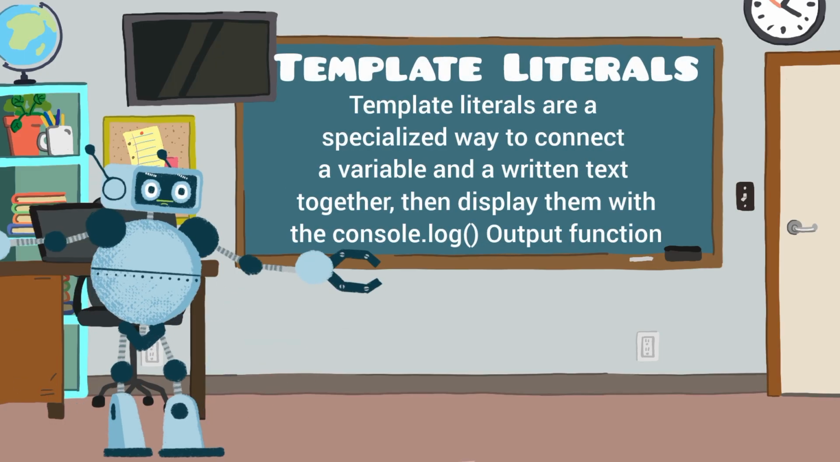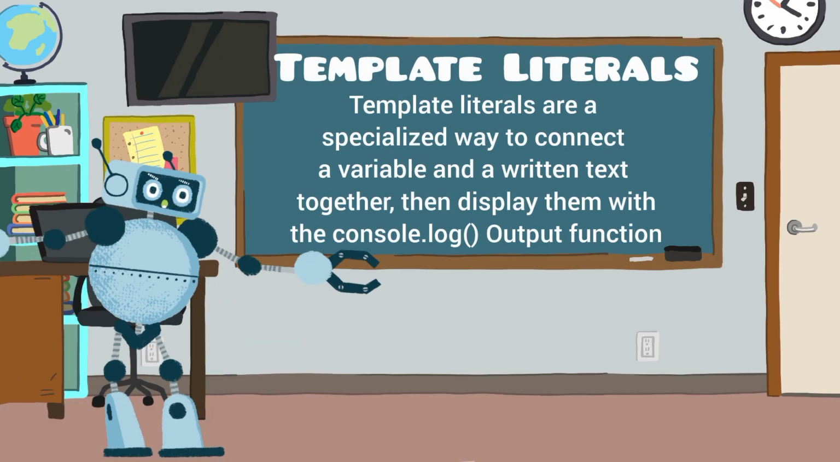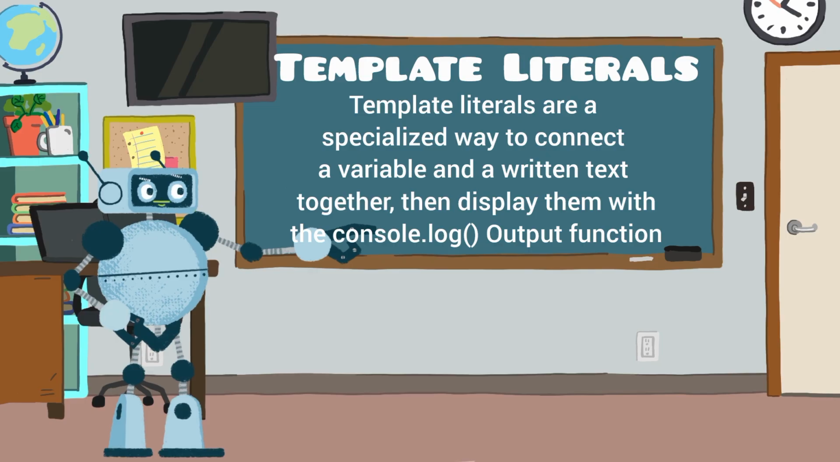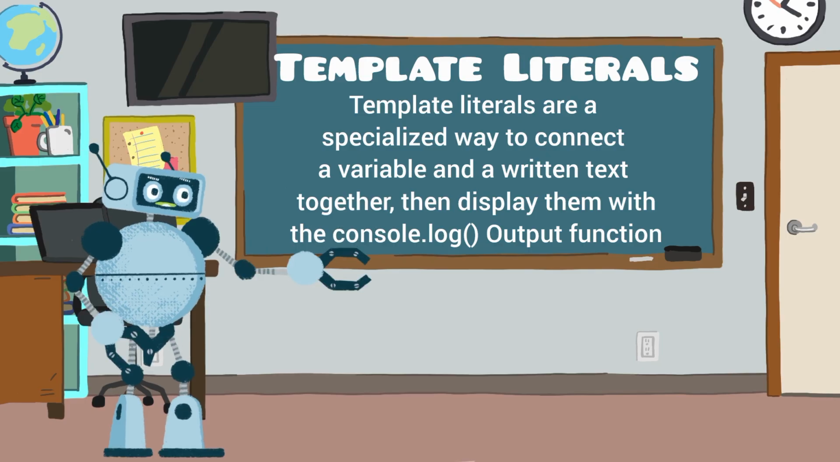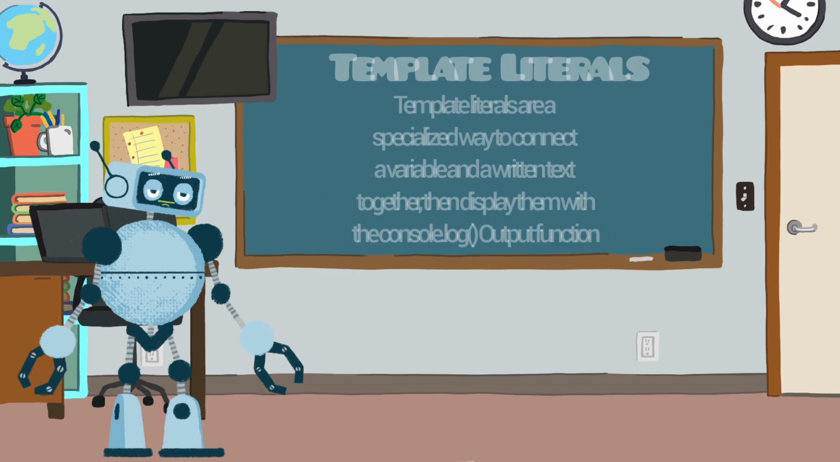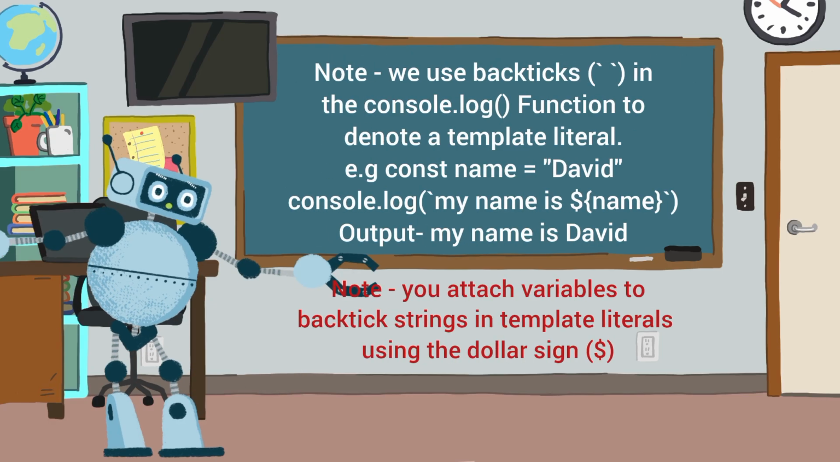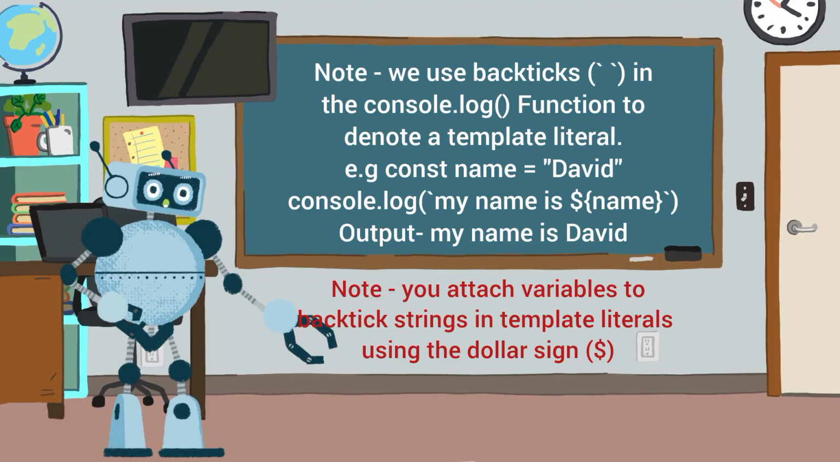Alright, now that you know what functions are, especially the console.log function, let's talk about template literals. Imagine you have a variable of the string data type called name, and you assign it a string value of David. And you want to display the text "Hello David" to the screen. This is where template literals come in.